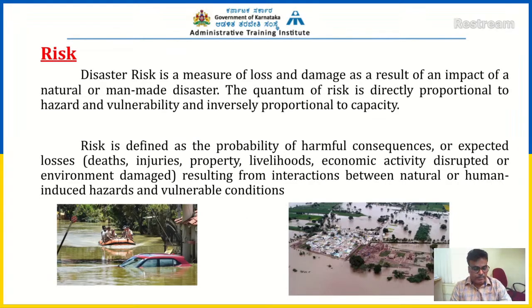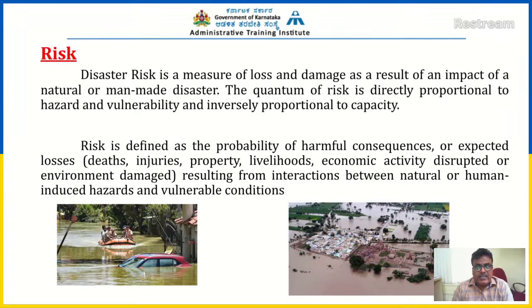Risk is another important factor one should understand under disaster management. Any disaster management student must know what is risk, disaster risk. Disaster risk is generally a measure of losses and damages. We can say the sum total of losses and damages due to any disaster is called risk. It can be measured before the disaster, or even after the disaster.